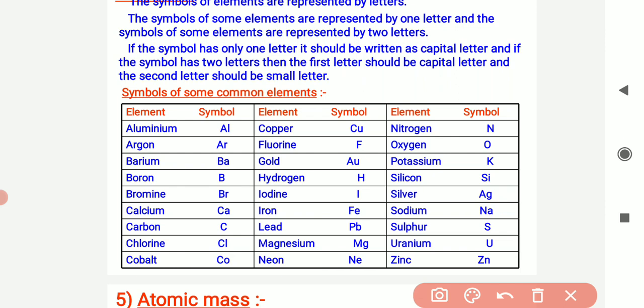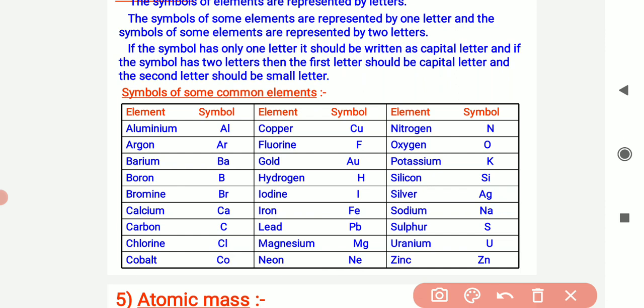Next one is oxygen, that symbol is O. Next one is potassium, that symbol is K. Next one is silicon, that symbol is Si. Next one is silver, that symbol is Ag. Next one is sodium, that symbol is Na. Next one is sulfur, that symbol is S. Next one is uranium, that symbol is U. And the last one is zinc, that is Zn.